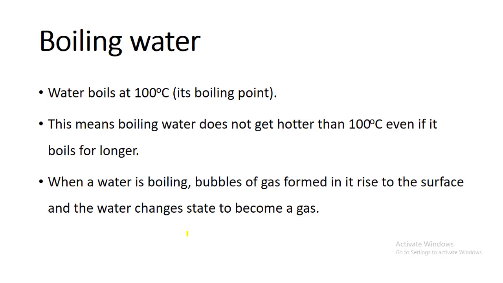Let's talk about boiling water. Remember, water boils at 100 degrees, and that's the boiling point of water. If I ask you, what is the boiling point of water? The answer is 100 degrees Celsius. What is the boiling point of pure water? The answer is 100 degrees Celsius. This means boiling water does not get hotter than 100 degrees Celsius.